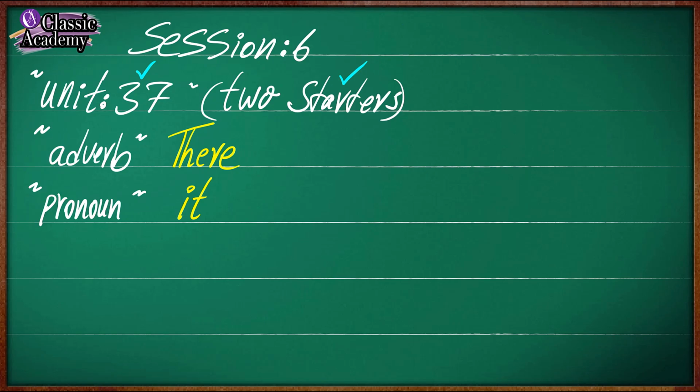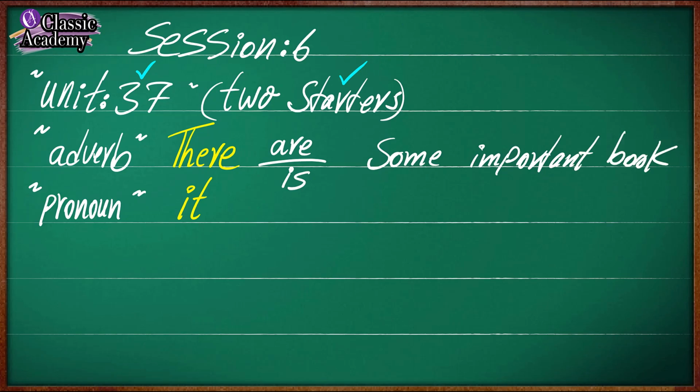With there, I can use two types of verbs. When I am thinking about more than one, I need to bring are. When I am thinking about one, I need to bring is. Look at these examples. There are some important books. Yes, that is very, very important.